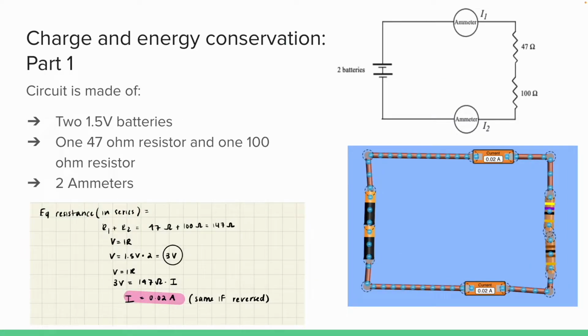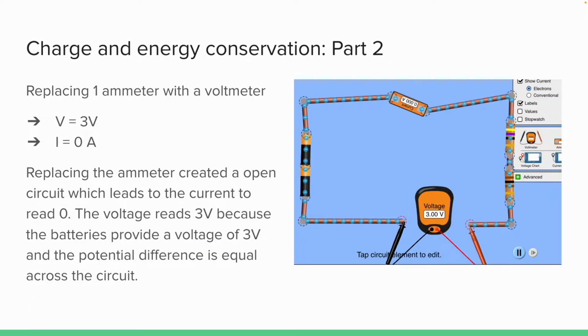Our first circuit has two 1.5 volt batteries, 2 ammeters, and 2 resistors, and our measured current was 0.02 amps. That value matches our calculated current at the left side, where we found the equivalent resistance of 147 ohms, and using the voltage of 3 volts, we also got the same value of 0.02 amps. When we replace one of the ammeters with a voltmeter, the current is 0 because we've essentially broken the circuit. But the voltage we measured is 3 volts, which is equal to the 2 batteries added together.